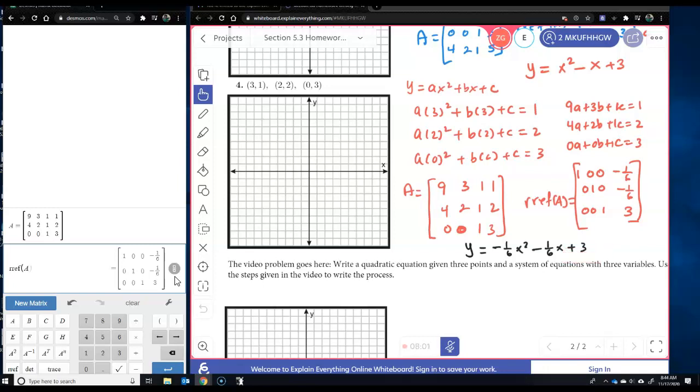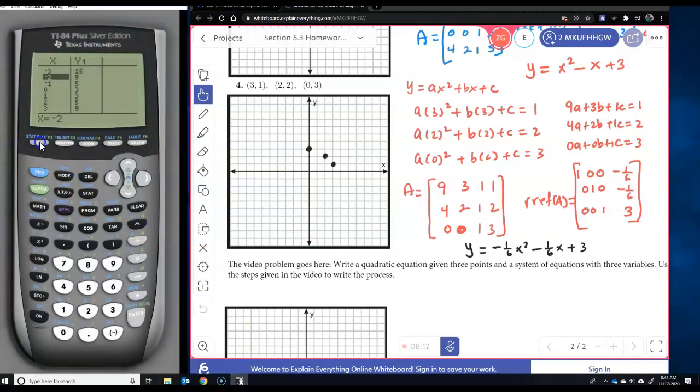We already have some points: (3, 1), (2, 2), (0, 3). And I'm going to go ahead and use a graphing calculator to finish the picture. And so let's go ahead and type it in. We have negative 1x squared divided by 6 minus 1x divided by 6 plus 3. Look at our table. Let's look at 1, it is 2.666. So 1 is 2.6, so it's right there.